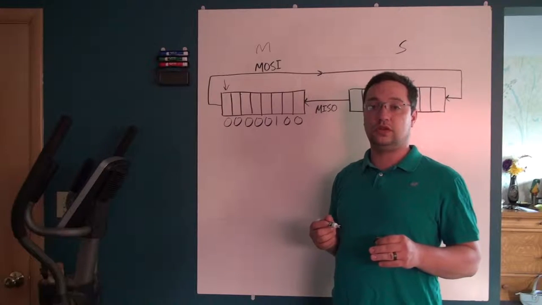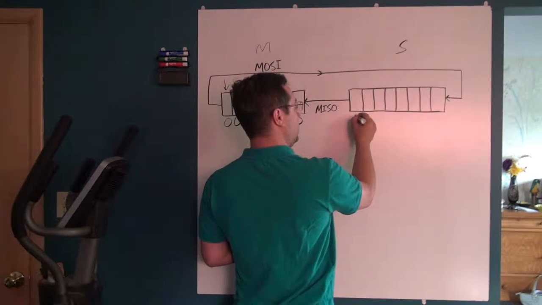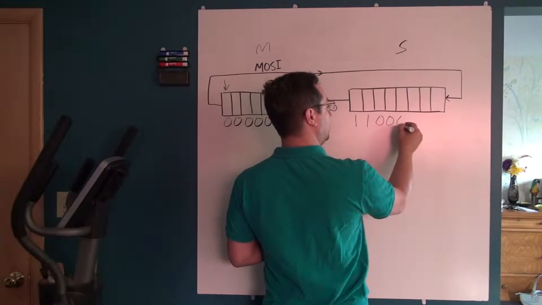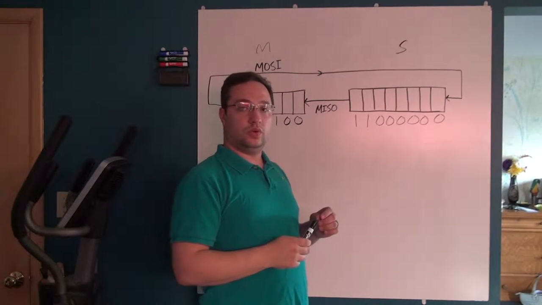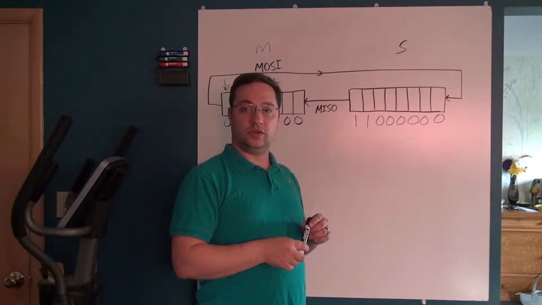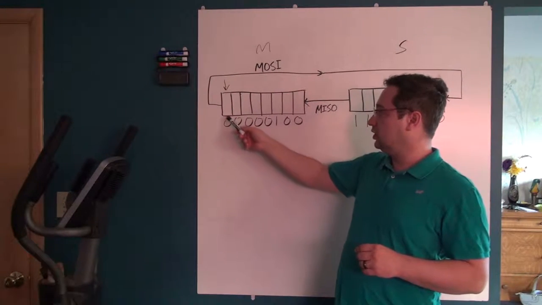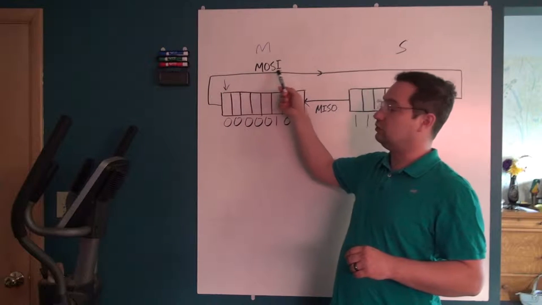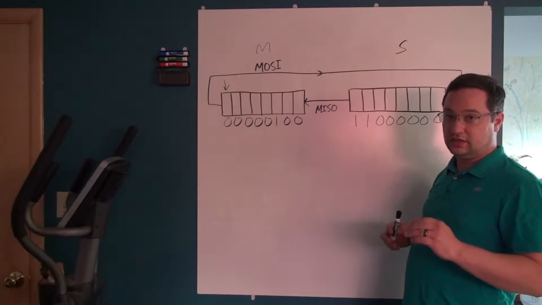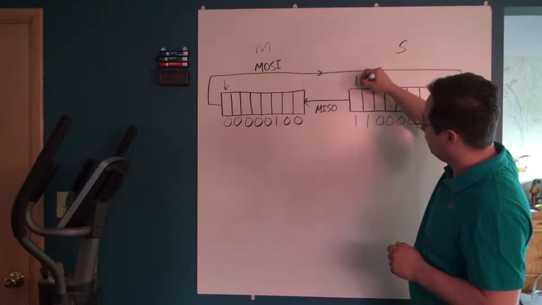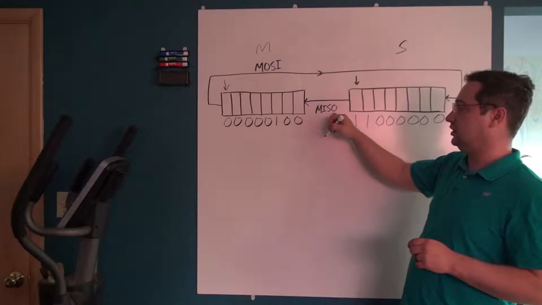And then the slave also loads a number into its own register. So just to make this kind of easier to see, let's say this is going to be 1, 1, and then it's going to be followed by all zeros. So as the master gets ready to transmit, it pulls the clock line low. While the clock line is low, it loads this most significant bit onto the MOSI line. But at the same time, the slave, sensing that the clock line has gone low, will load the most significant bit out onto the MISO line, the master in, slave out.